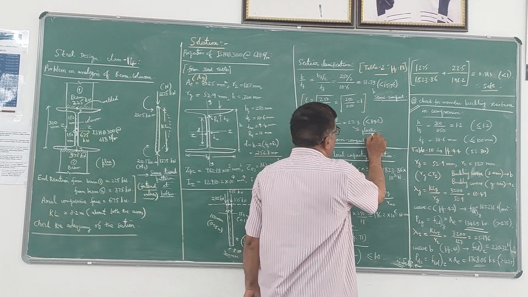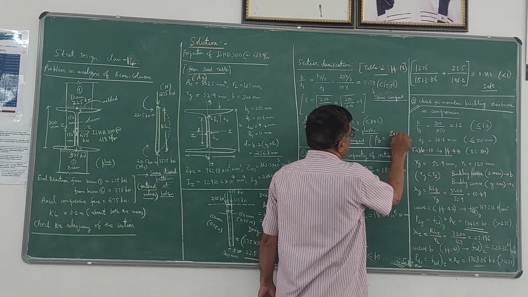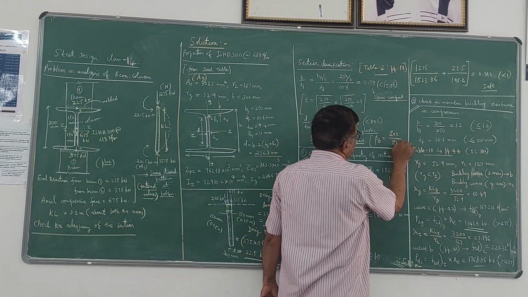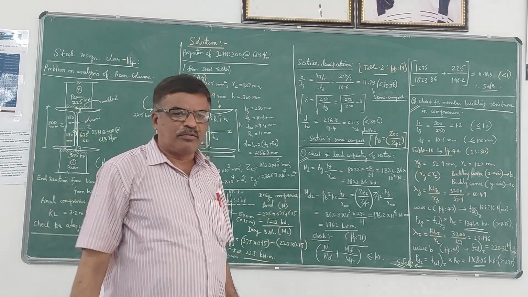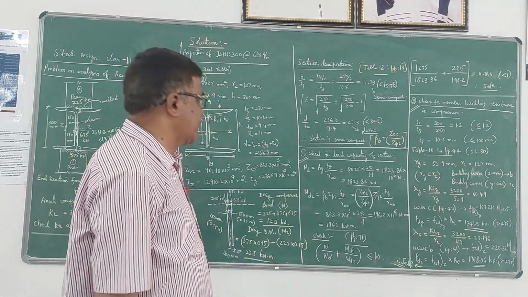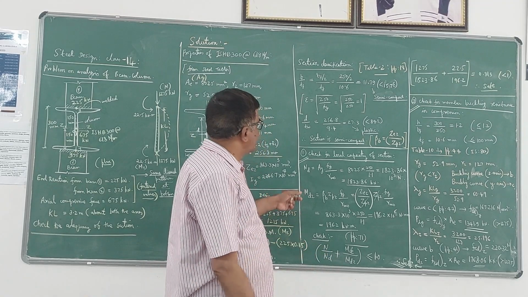Now when it is semi-compact, the value of this beta b will be ZEZ divided by ZPZ. So this you have to keep it in mind. Suppose if it is plastic or compact, then beta b will be equal to 1. So these things I have explained in the design of beams.